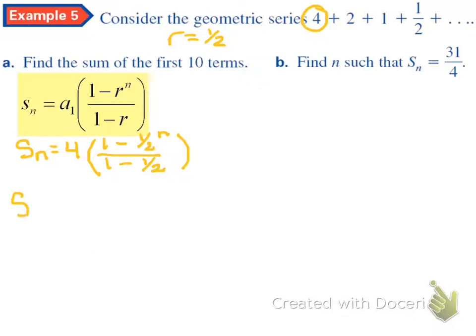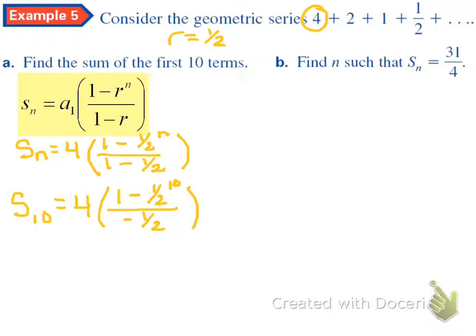We want to find the sum of the first 10 terms. So we can go ahead and put n in. We got 4 times 1 minus 1/2 raised to the 10th power. Okay, so in the numerator, we cannot subtract the 1 minus 1/2 because we need 1 minus 1/2 that's been raised to the 10th power. But in the denominator, you could go ahead and do 1 minus 1/2 and end up with a negative 1/2.